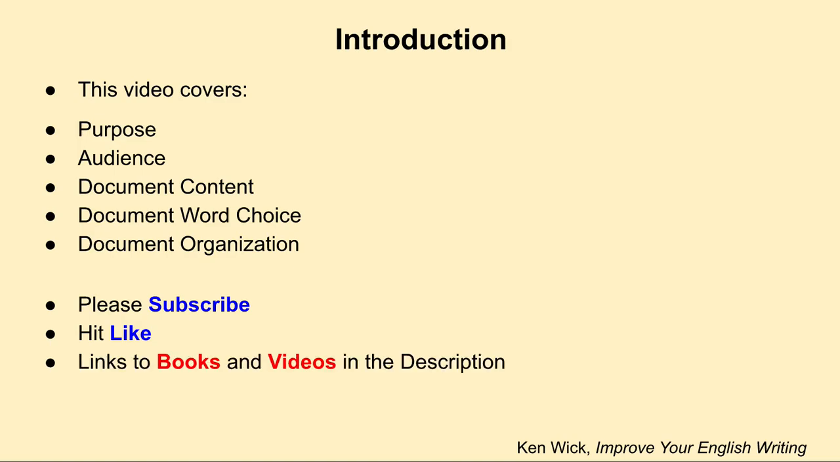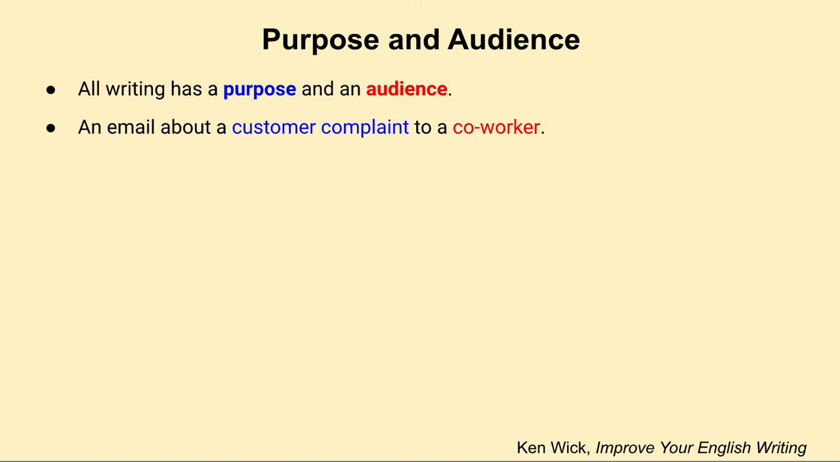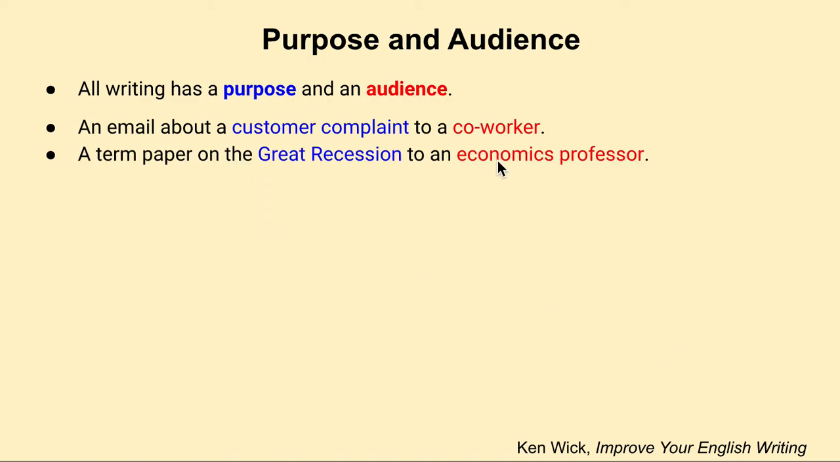So basically, I just covered the essential components of grammar. So let's move into writing, and let's start off by saying that all writing has a purpose and an audience. It could be an email about a customer complaint to a coworker. The purpose would be the customer complaint, the audience would be the coworker. Or it could be a term paper on the Great Recession to an economics professor. The purpose would be writing about the Great Recession. The audience would be the economics professor.